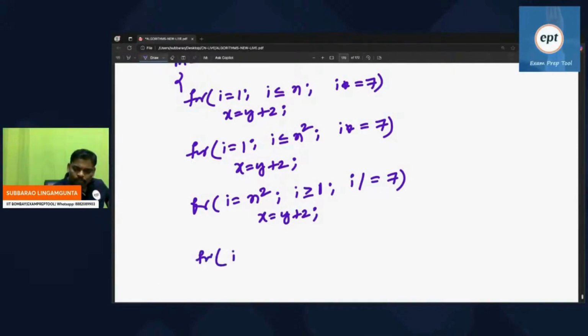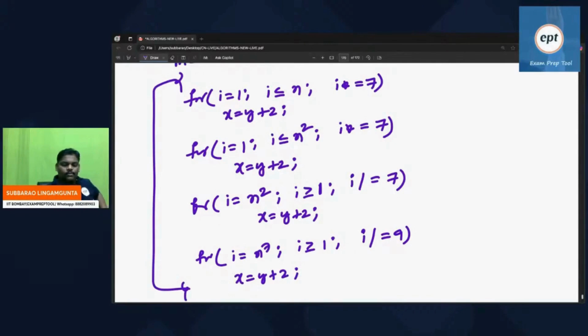For i equal to n power 7, i greater than or equal to 1, i divide equal to 9, x equal to y plus z. End of the program. Can you try this?